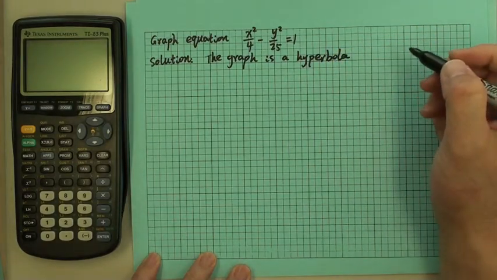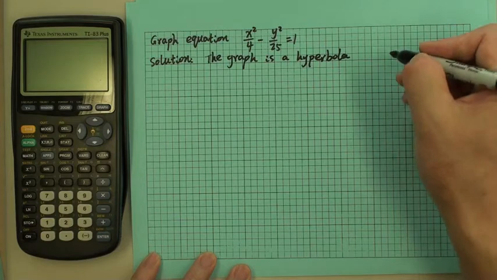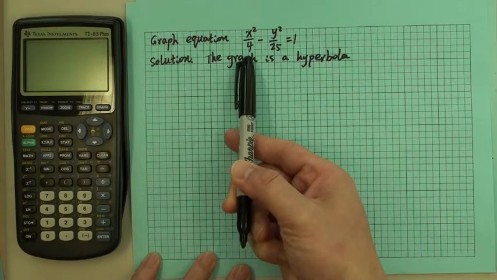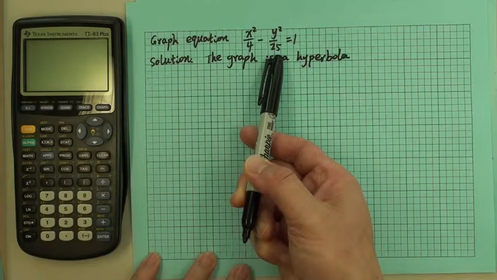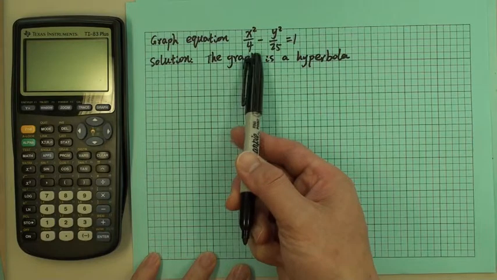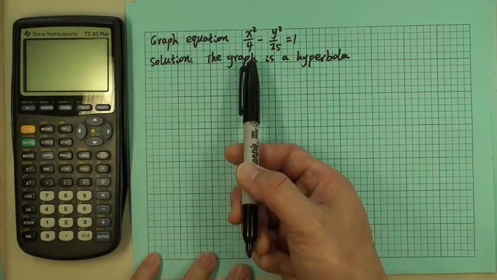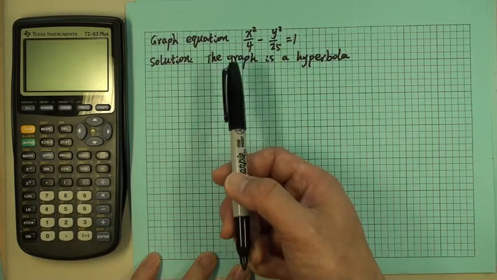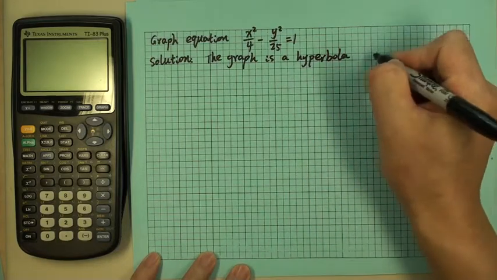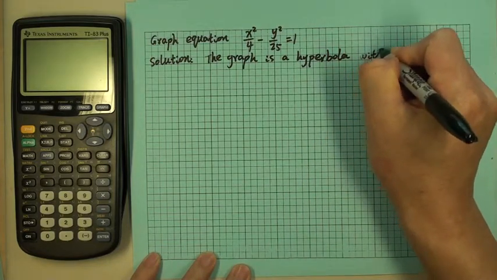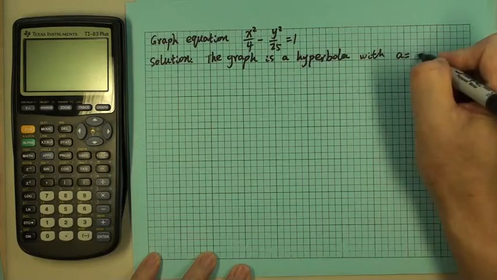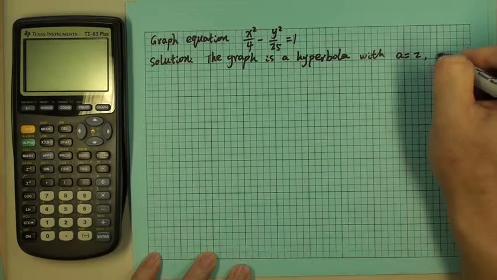With a hyperbola, okay, and with what? In the ellipse, whoever is bigger is a squared. But here, for the hyperbola, whoever is positive, the denominator below it will be the corresponding a squared. Okay, the graph is a hyperbola with a equals 2 and b equals 5.